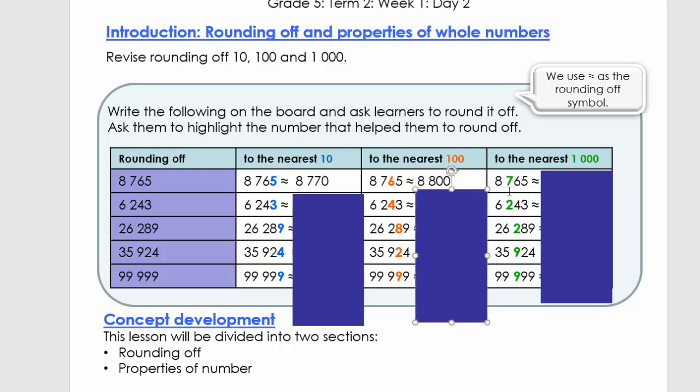Then the next example, we're going to say 8,765 rounded off to the nearest 1,000. So we're going to look at the thousands and first say between which two thousands is 8,765. And we're going to say it's between 8,000 and 9,000. Then the 7 that's in the hundreds place is showing me that I'm going to round up. So my answer will be 9,000.